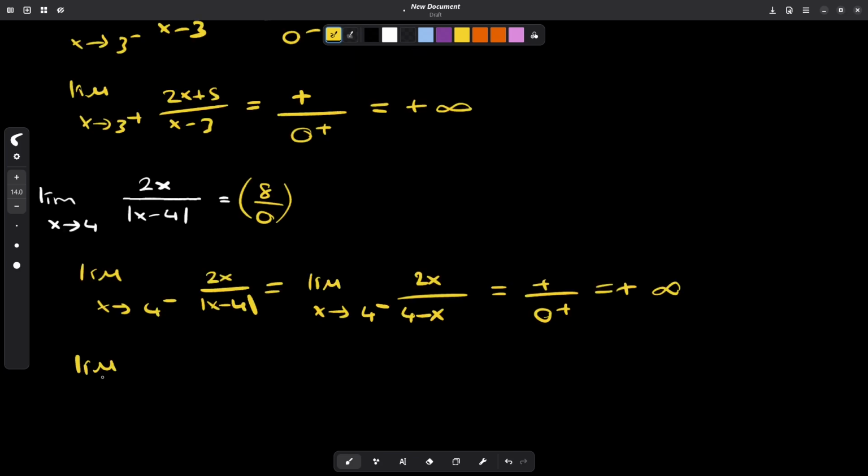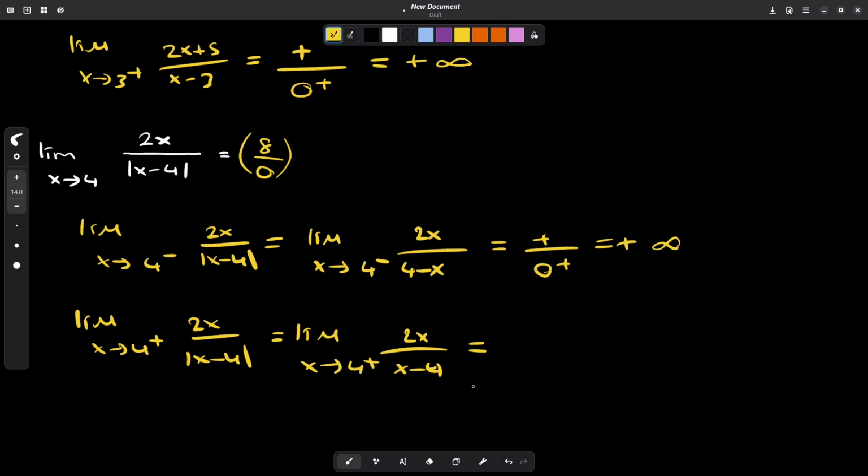Let's check it from the right side this time. 2x over the absolute value of x - 4. This time, I am at the right side of the 4, so therefore I am greater than 4. I can take this out of the absolute value like this. Therefore, I am getting 8 over 0 again. My numerator is positive. My denominator is greater than 0. So therefore, my limit is infinity, right?